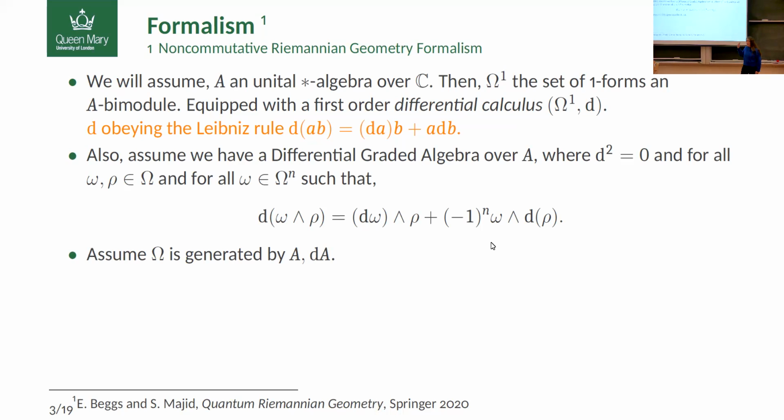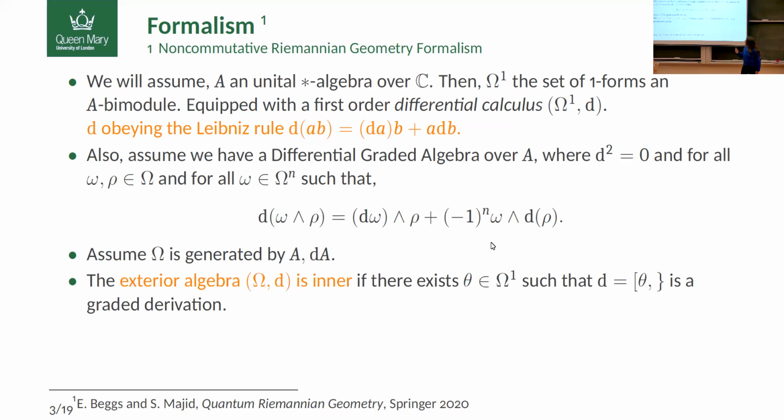I'm going to assume that this set of one forms is generated by this. I'm assuming that the algebra that I have is non-commutative in the best case. So if I have the possibility to have a special element that commutes with everyone, this element is going to be labeled by theta. If theta exists, it's going to satisfy this relation with d and the elements of the algebra. And when this happens, I'm going to say that the algebra I'm working with is inner.